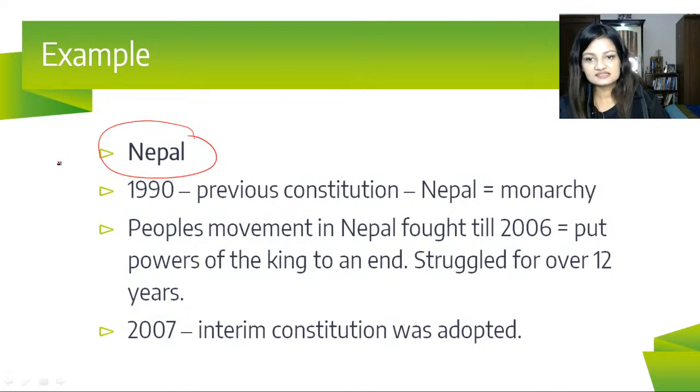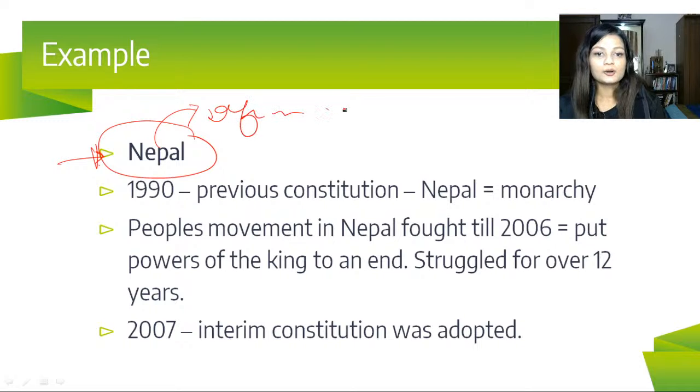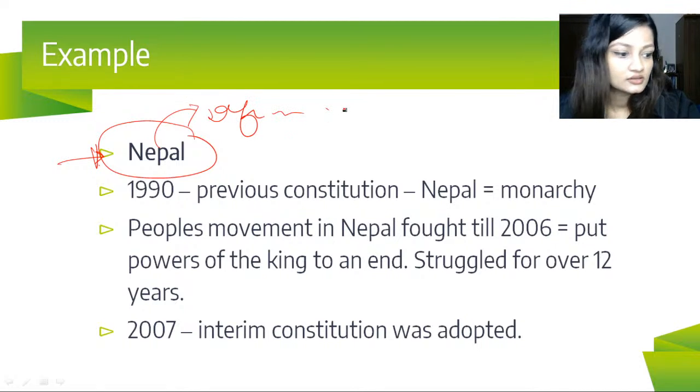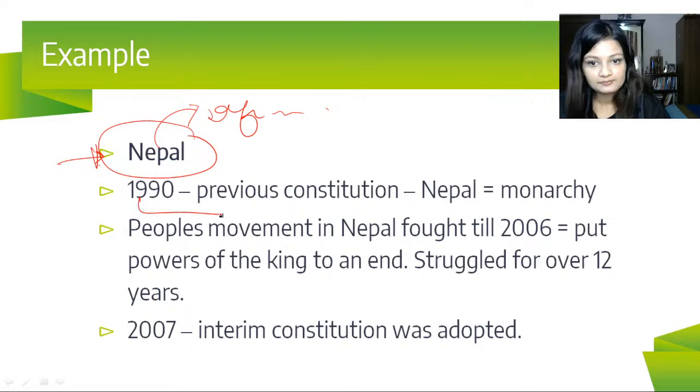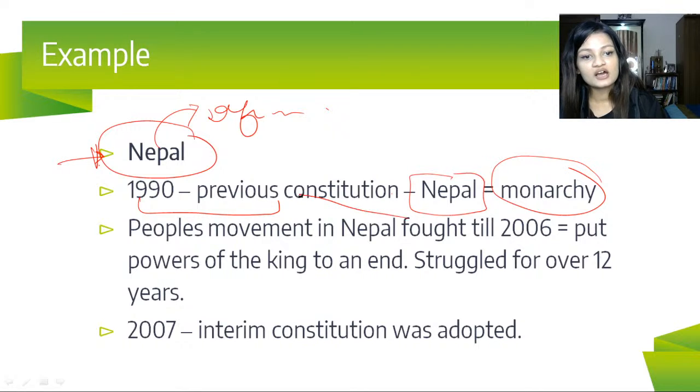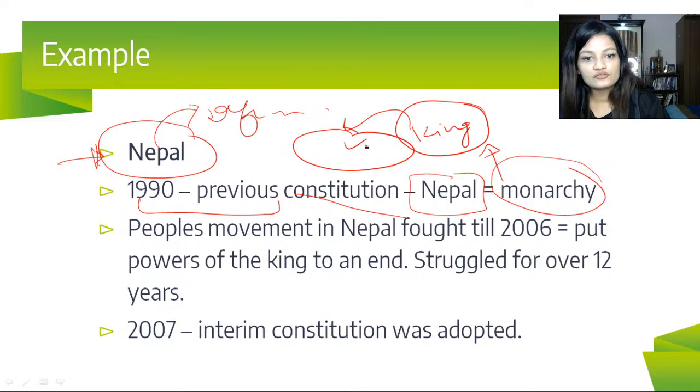Again, we had said in the previous slide that we will discuss the case of Nepal in terms of defining a political system. So basically in 1990, in Nepal's previous constitution, we had a monarchy. मोनार्की मतलब कि एक किंग था नेपाल में और this king used to rule over the kingdom of Nepal. So it was a monarchy because there was one king who was ruling over Nepal, and this was according to the previous constitution of 1990.